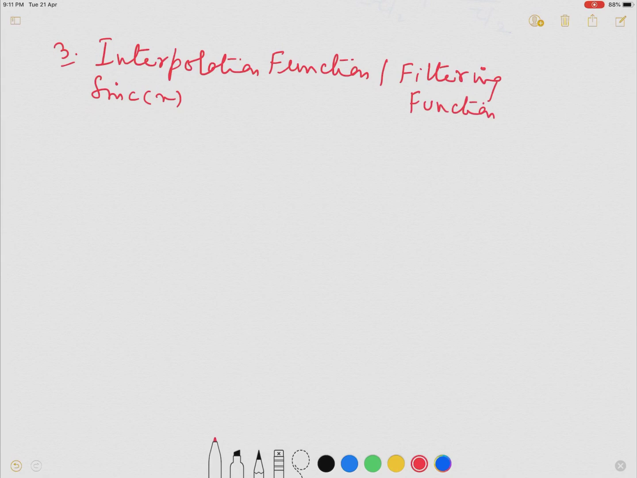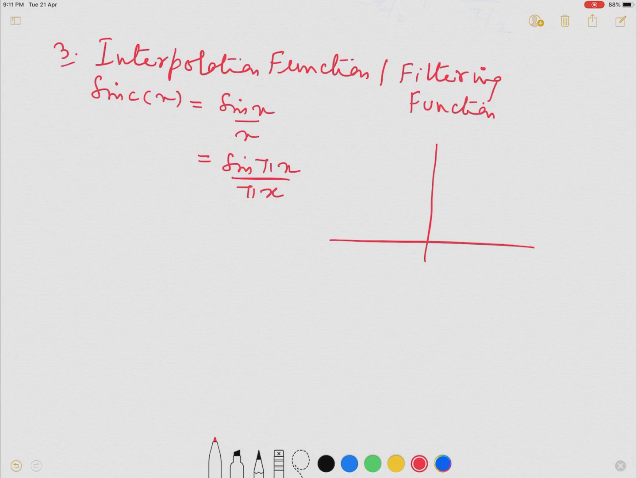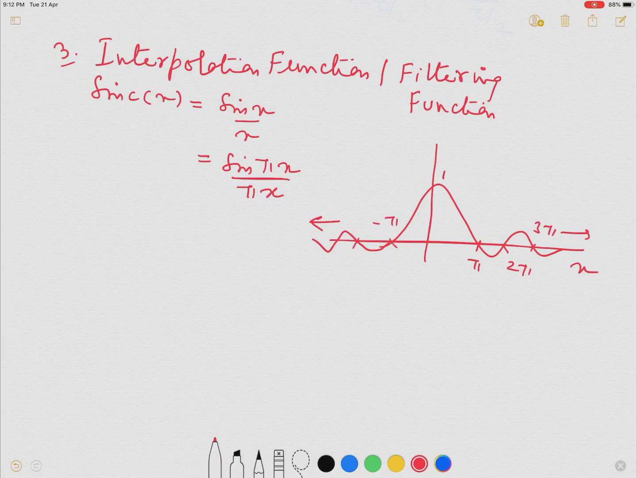How is it defined? It is defined as sinc of x equals sine of x upon x, or it is also defined as sine of pi x upon pi x. How will it be drawn? It is simply a continuous function with respect to x. Here it is 1, and these are pi, 2 pi and 3 pi and so on. Similarly here it is minus pi, minus 2 pi. Okay.